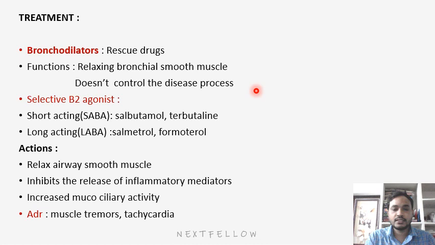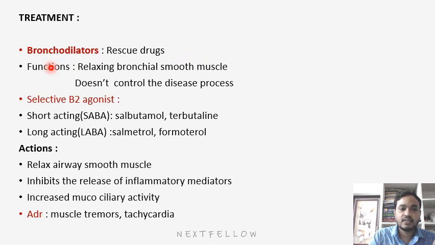Okay, next we will see the treatment part. In the treatment, the first drugs are bronchodilators. Bronchodilators will be the main drugs. These are rescue drugs. Why rescue drugs? In asthma, what is the main pathology? Bronchial constriction. So when you use bronchodilators, they allow air entry and the patient will get relief. These are the main rescue drugs.